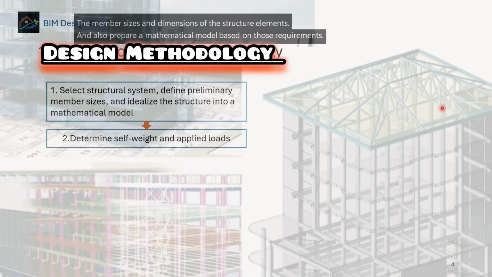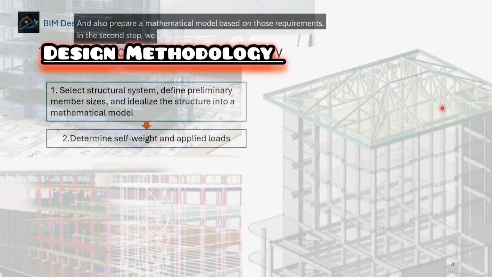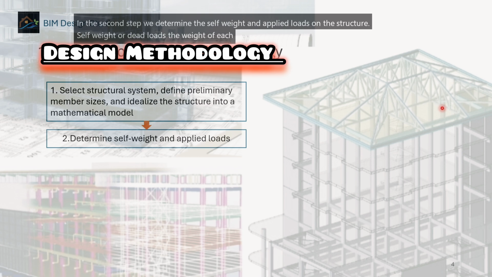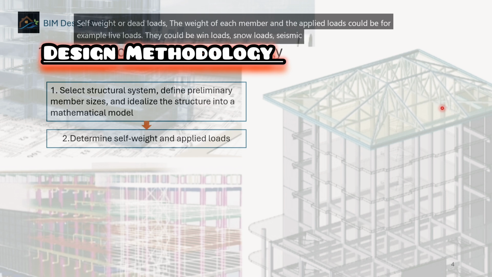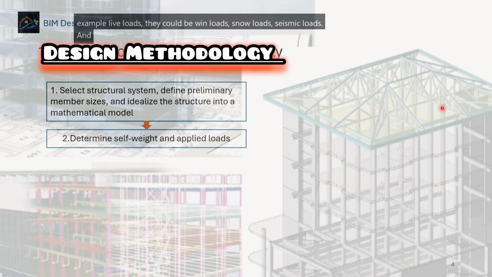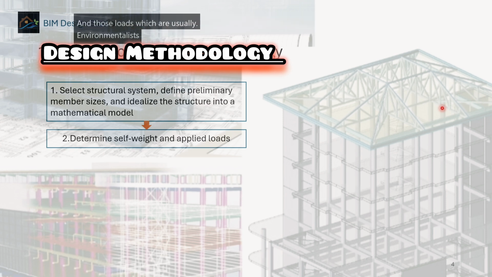In the second step, we determine the self-weight and applied loads on the structure. Self-weight are dead loads, the weight of each member, and the applied loads could be, for example, live loads. They could be wind loads, snow loads, seismic loads, and those loads, which are usually environmental loads and live loads, are calculated through the software and engineering principles.